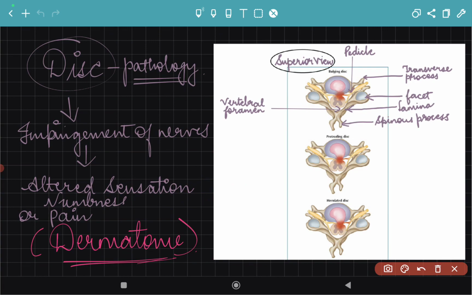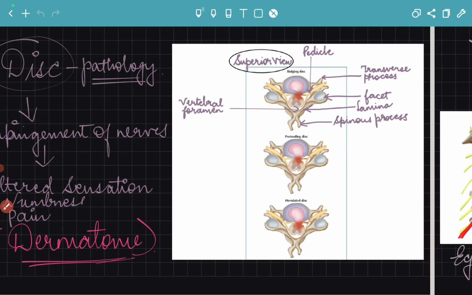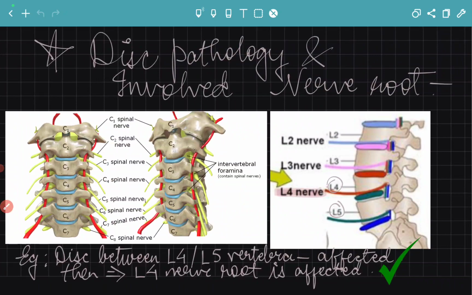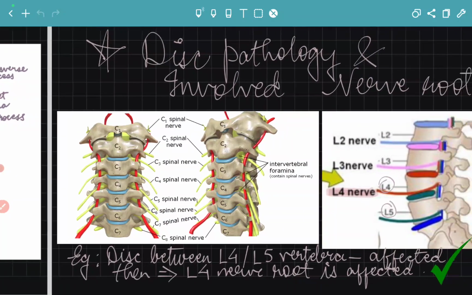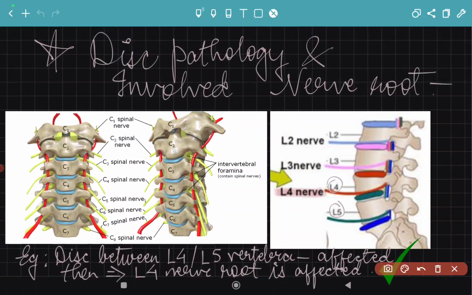Hence we need to know dermatome. A dermatome is a single nerve root innervating a part of skin, so that will form a dermatome. To find out which nerve root is supplying the part of skin which is having the problem, we need to know that dermatome, like which nerve root supplies which part of the skin by number. Now let's see the disc pathology and involved nerve root.